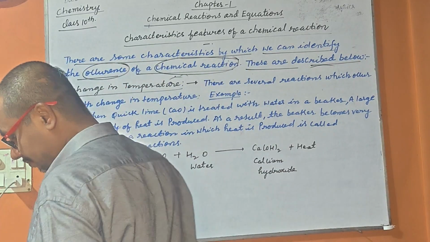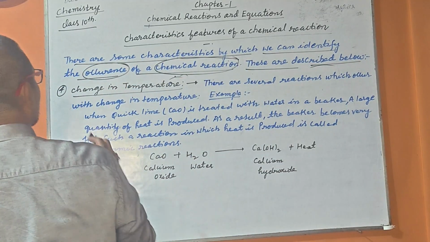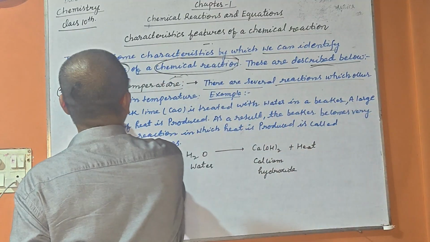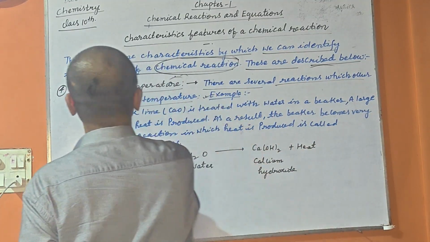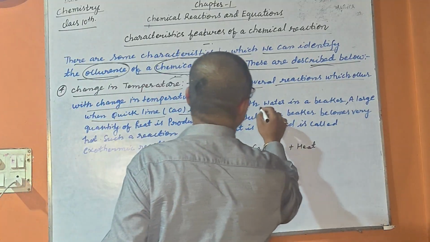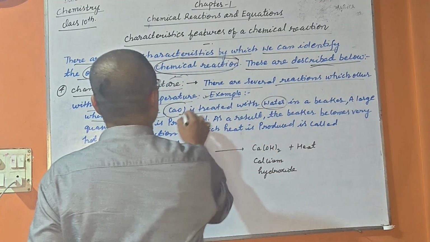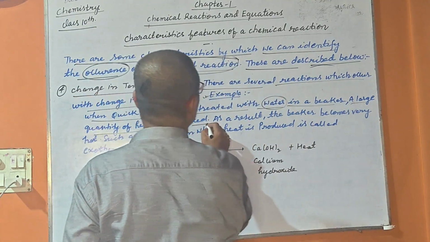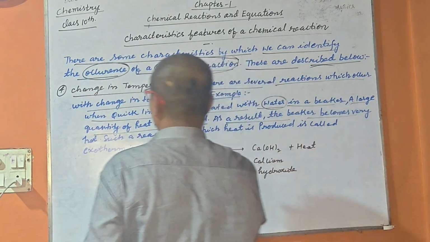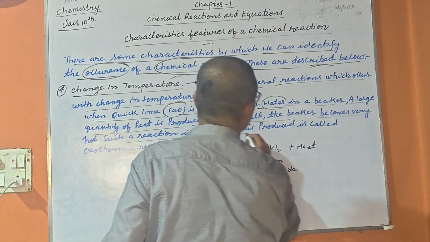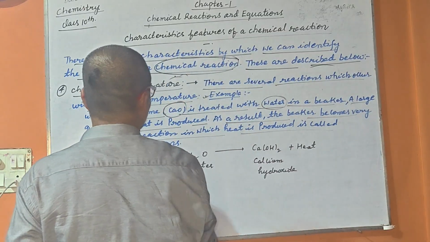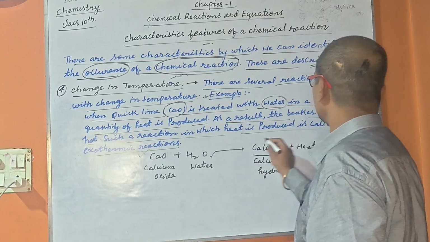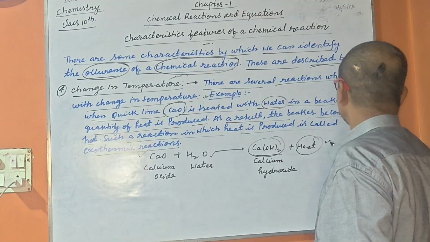Right, plus heat. Okay, so these are the things. There are several reactions which occur with change in temperature. For example, when quicklime, calcium oxide, is treated with water in a beaker, a large quantity of heat is produced. As a result, the beaker becomes very hot. Such a reaction in which heat is produced is called an exothermic reaction. The reaction is calcium oxide plus water gives calcium hydroxide, and heat is produced.